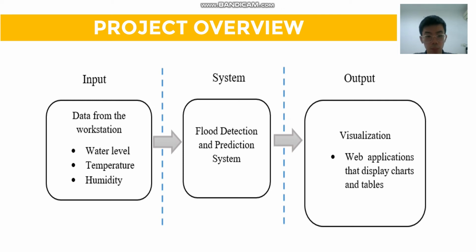In this project, ARIMA and Prophet are analyzed to choose the best fit algorithm for flash flood predictions. Lastly, the output of the system is displayed on a web application in the forms of charts and tables.